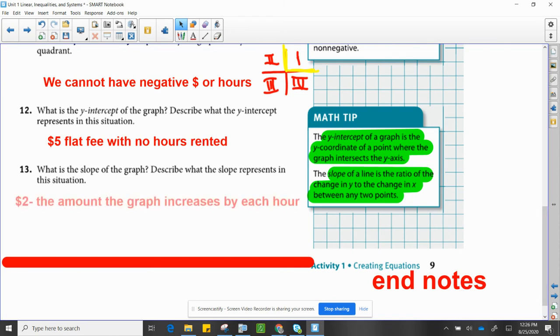Okay, all right, so we should have got that the slope should have been 2. It was up $2 and over 1 hour. And that's the amount that the graph increases per hour.